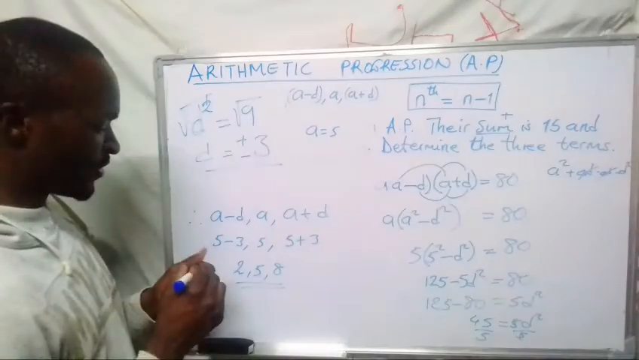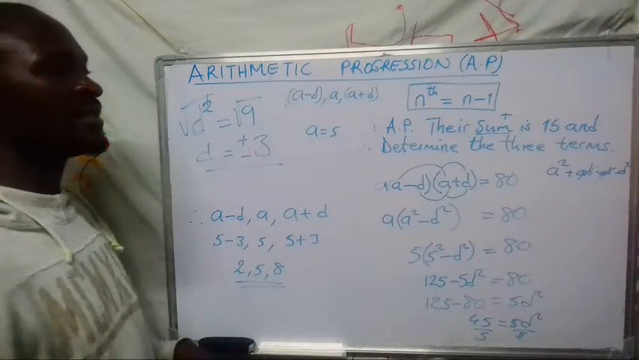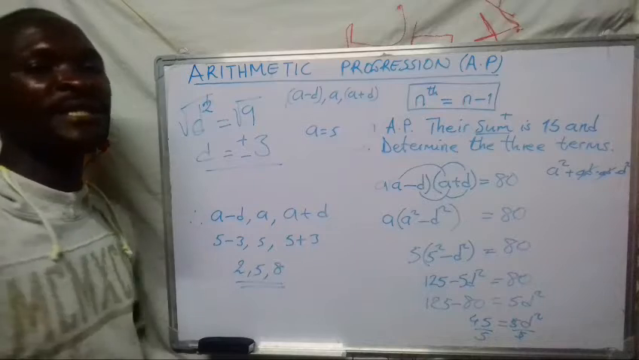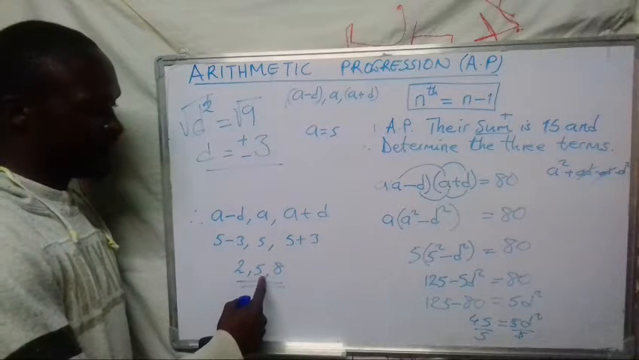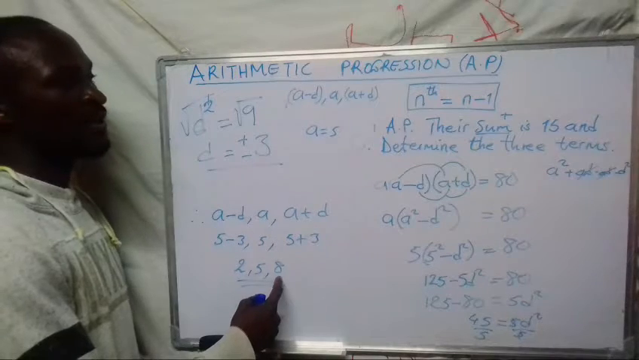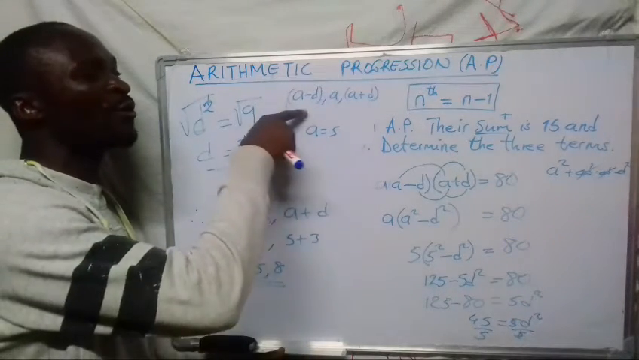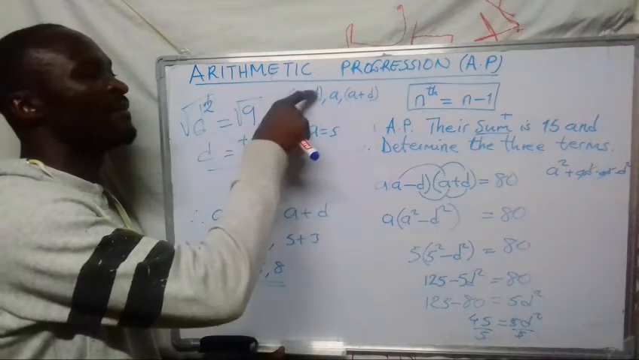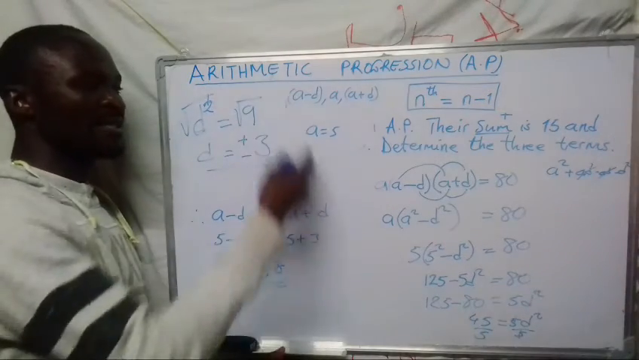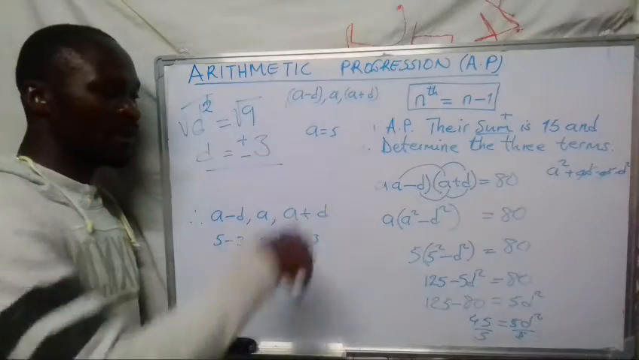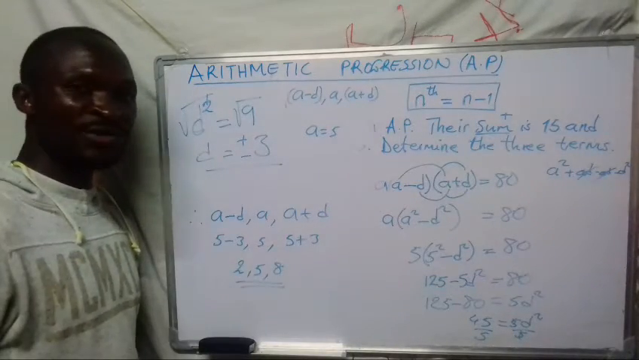So the three numbers that they said to determine, those three numbers are 2, 5, and 8, because we were determining the consecutive terms of A minus D, A, A plus D. This is the way we do this question.